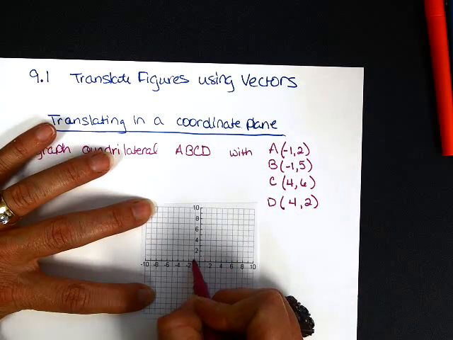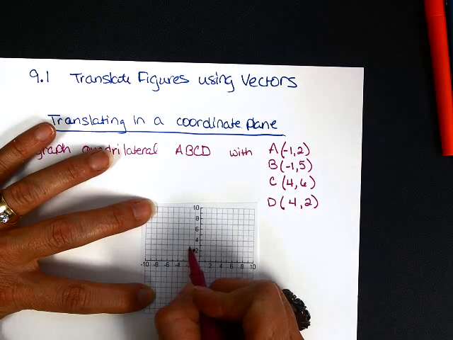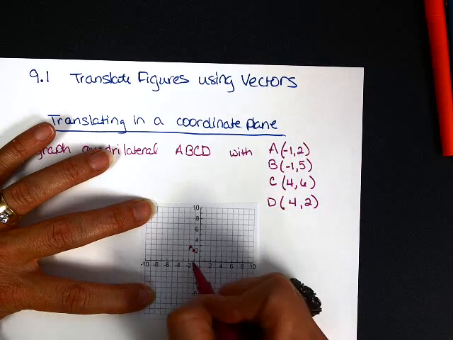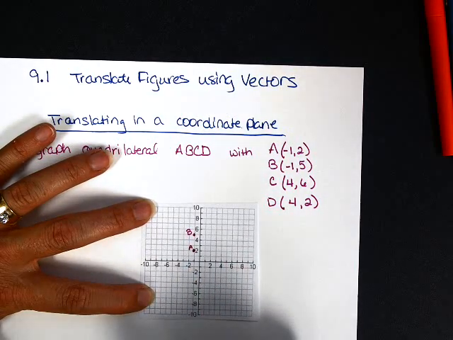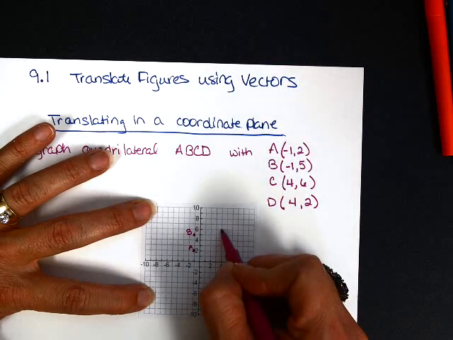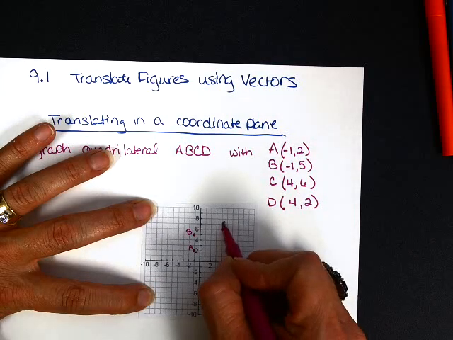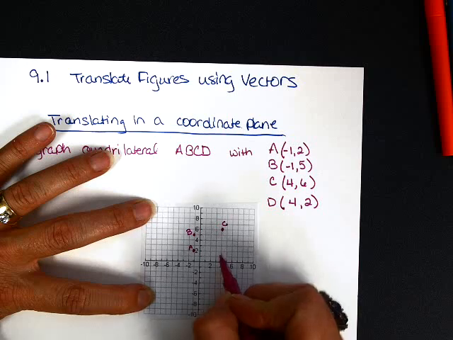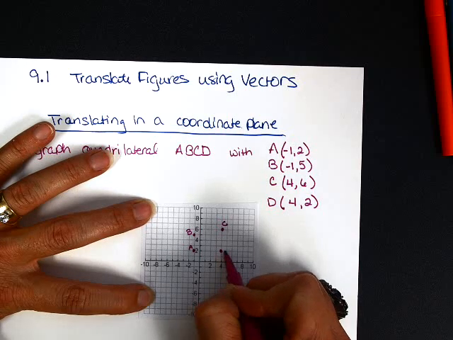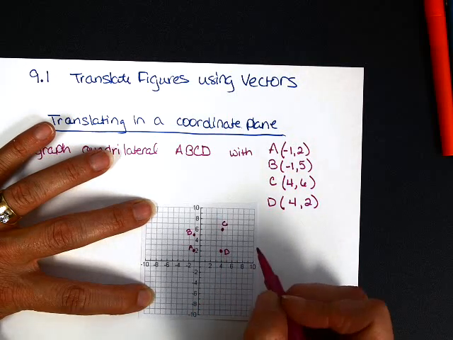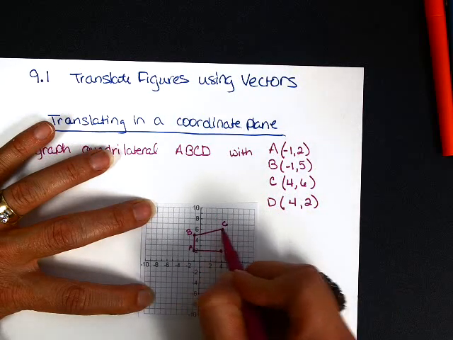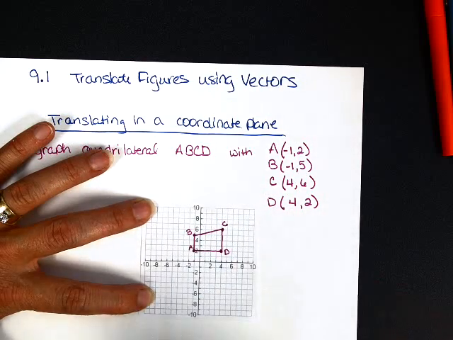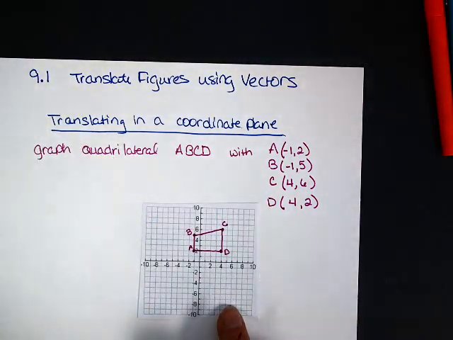A at (-1, 2). B is at (-1, 5). C is at (4, 6). And D is at (4, 2). Okay, and if I were to connect those points, I would have a quadrilateral that was a trapezoid.